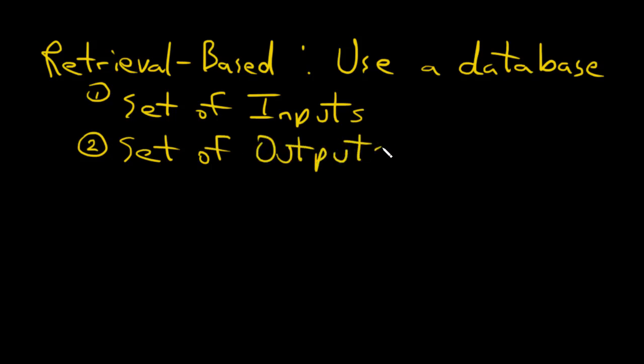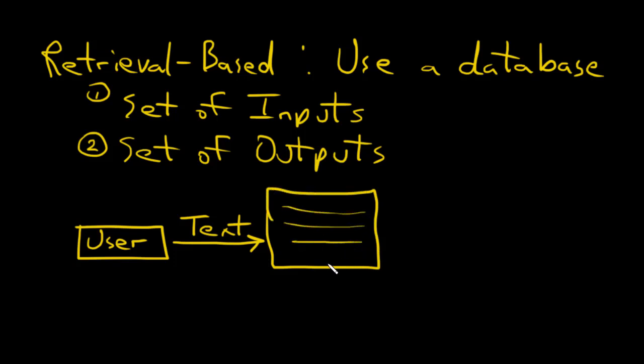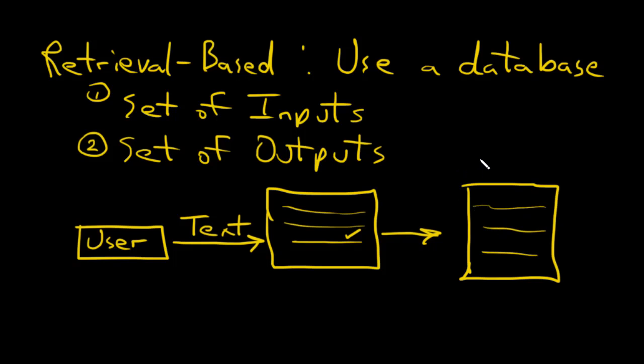So you have the user's input. The user sends in some text, and the chatbot checks that text versus all the entries inside its database, finds the one that it matches the closest, and then outputs to the user the output that corresponds to that input.